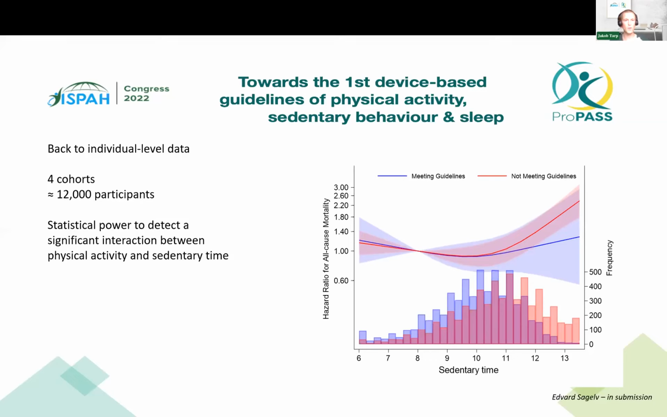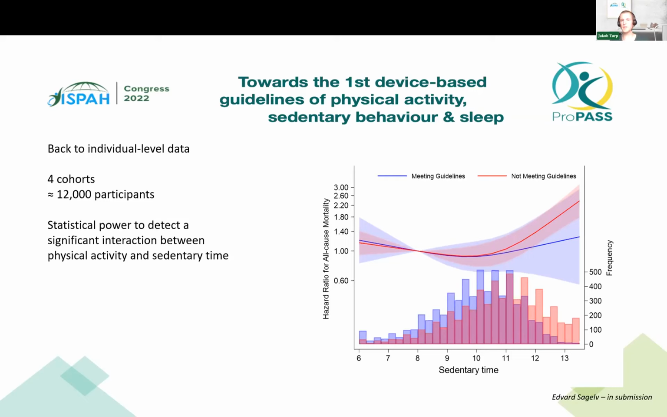And what this figure shows is that in those participants in blue who are meeting the physical activity guidelines, so 150 minutes of moderate to vigorous physical activity per week, there is no association between sedentary time and mortality at all, while there is a very strong association with high levels of sedentary time and mortality in those who are not meeting the guidelines, the red line.